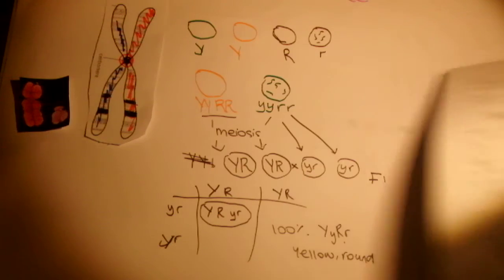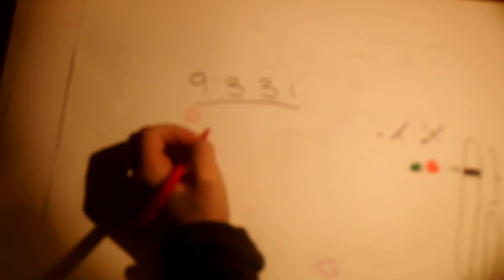Right, this is a very important ratio. I'll just explain this ratio. So this ratio of 9 to 3 to 3 to 1 is something called an expected ratio. So why is this an expected ratio? This is for two reasons. Number one, fertilisation of gametes is random.